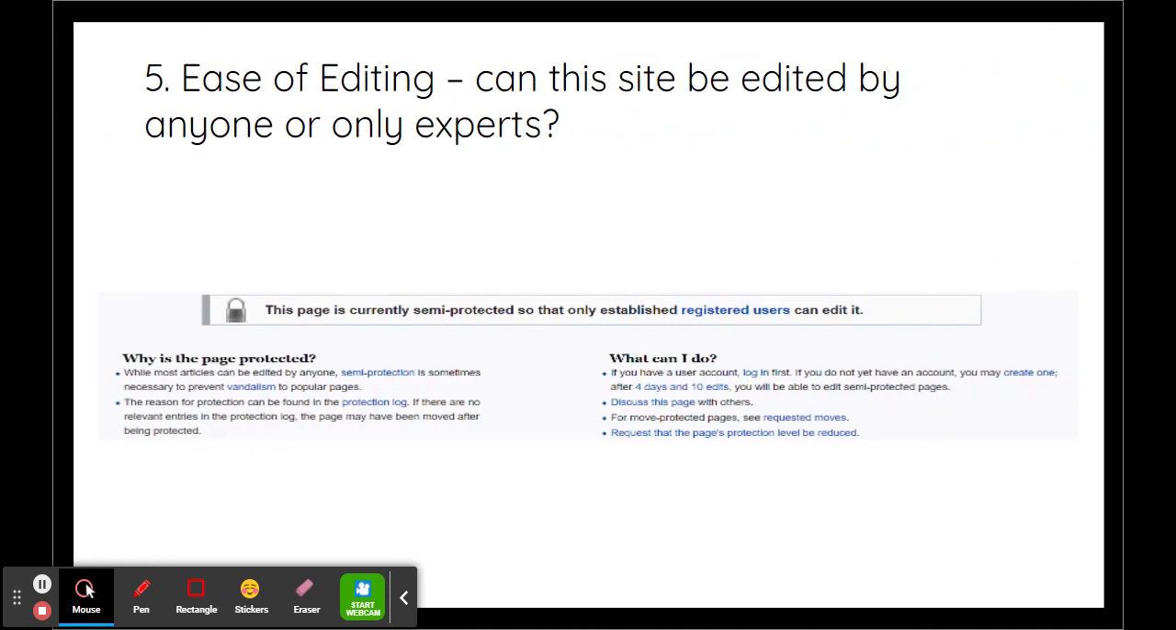And then number five, the ease of editing. Can this site be edited by anyone or only experts? We talk about Wikipedia a lot. Wikipedia can be edited by anyone, which is why we say don't use it. It doesn't mean that some of the information on there is not true. It's just you don't know what's true and what's not because it can be edited by anyone.